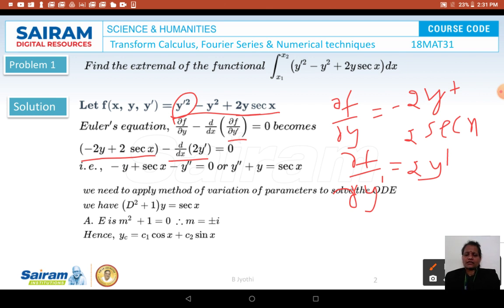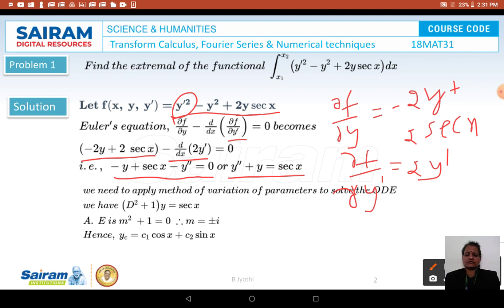Now differentiating this 2y dash, d by dx of 2y dash will become 2y double dash. Therefore after dividing by 2, which is common to the equation, we get minus y plus sec x minus y double dash is 0. Rearranging and multiplying with minus sign, taking the terms of a function of x alone to one side and the remaining terms to the other side, we get y double dash plus y is equal to secant x.